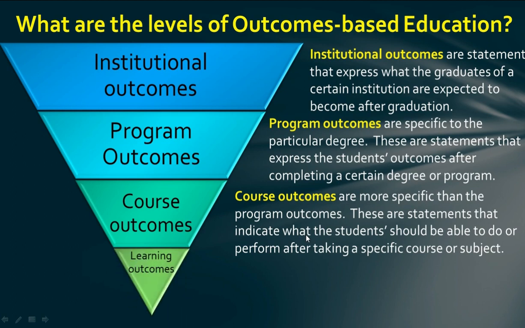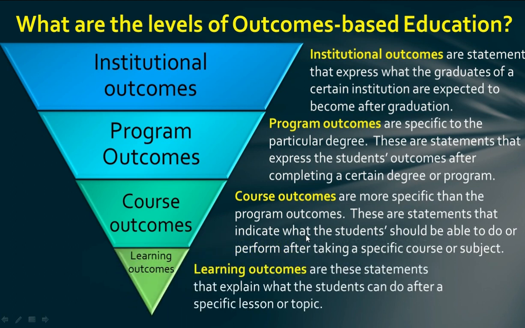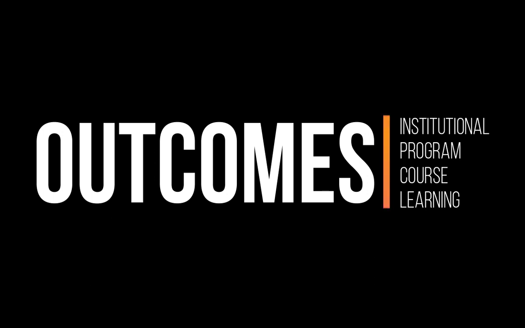Narrowing down, we have the learning outcomes. Each course outcome has specific learning outcomes. So what are learning outcomes? Learning outcomes are statements that explain what students can do after a specific lesson or topic. So first, you need to think of the most general outcomes, which are the institutional outcomes. Narrowing it down, you need to produce the program outcomes. Then consider the course outcomes, then the more specific ones, the learning outcomes. So those are the 4 different outcomes: the institutional outcomes, program outcomes, course learning outcomes, and student learning outcomes. Thank you for watching.